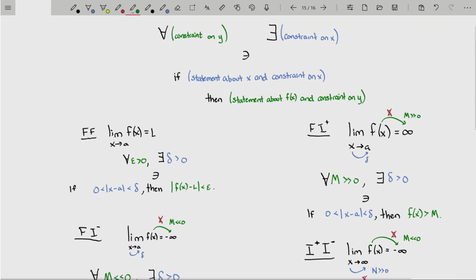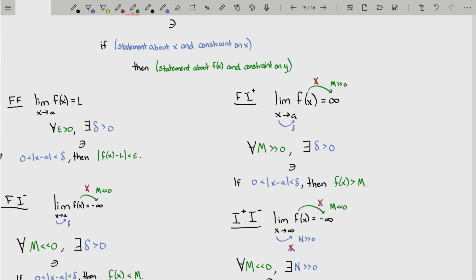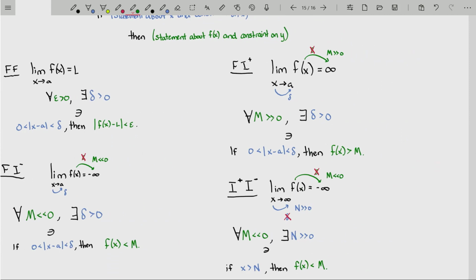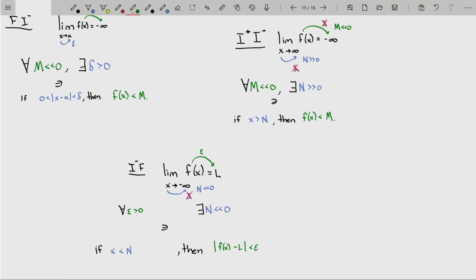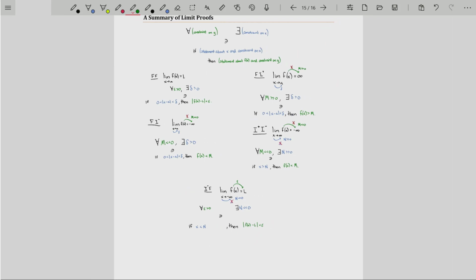If I counted them up, you would have finite-finite, that's 1. You'd have finite positive infinite, that's 2. Finite negative infinite, that's 3. Infinite positive, that's 4. Infinite positive, infinite negative, that's 5. Infinite negative, infinite positive, that's 6. Infinite negative, that's 7. So we're up to 7. Then you get down to this one: infinite negative finite, that's 8. Infinite positive finite, that's 9. So if you're into memorizing, then go ahead and memorize 9.